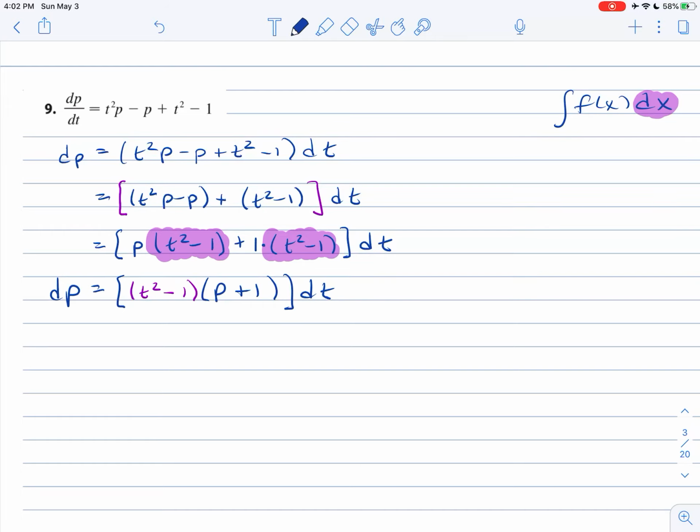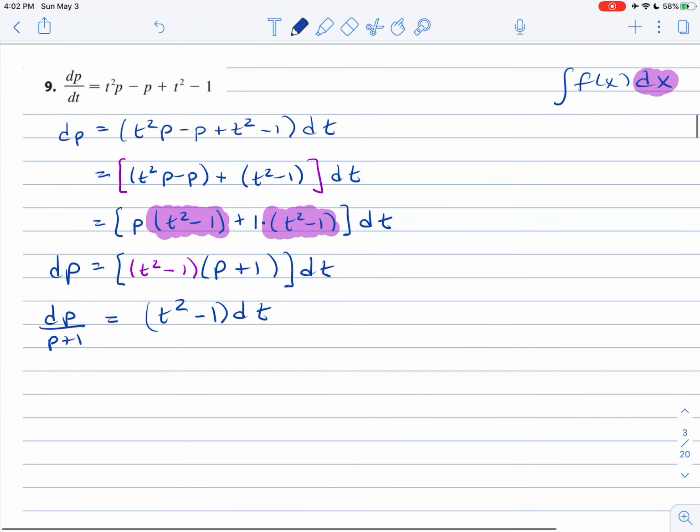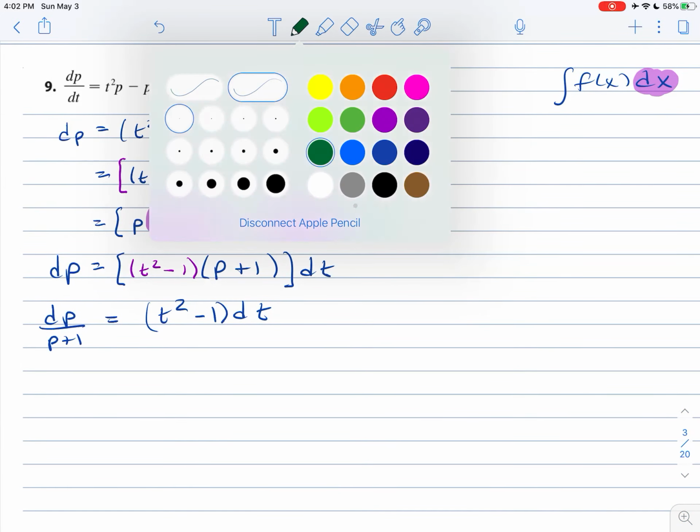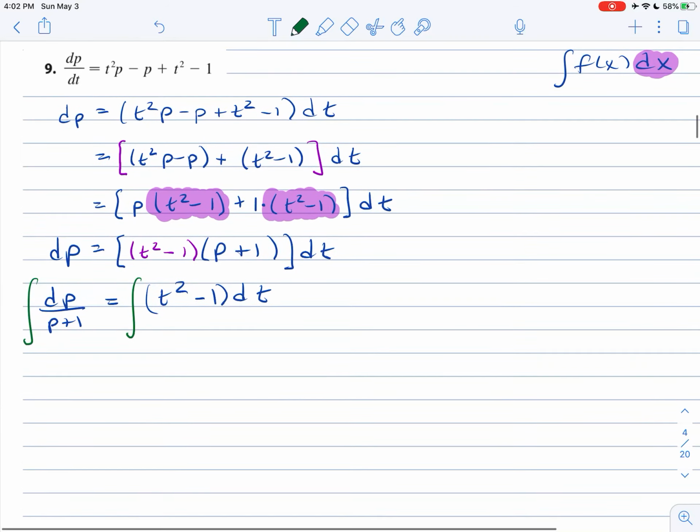And now I can divide both sides by p plus 1, and I end up with dp over p plus 1 equal to t squared minus 1 dt, variables separated. And our next step in solving is to take the integral of both sides, and that's why we want to have our differentials in the numerator.